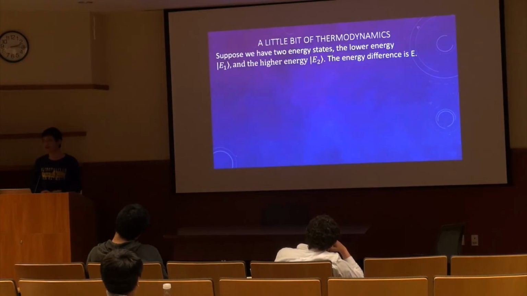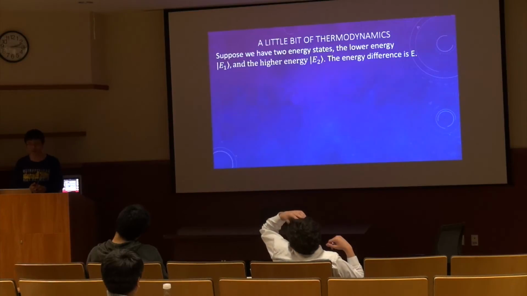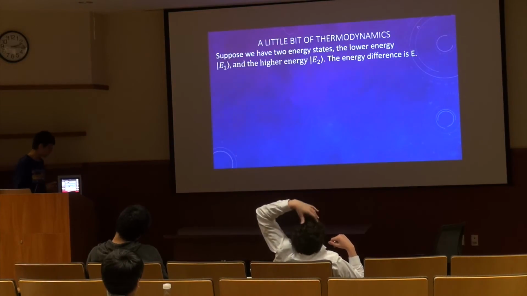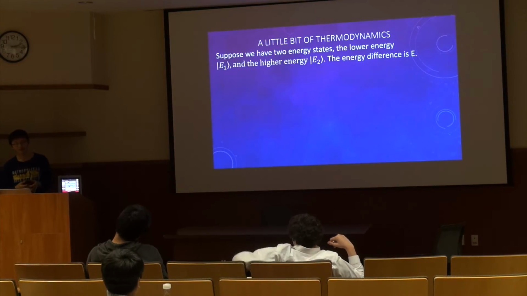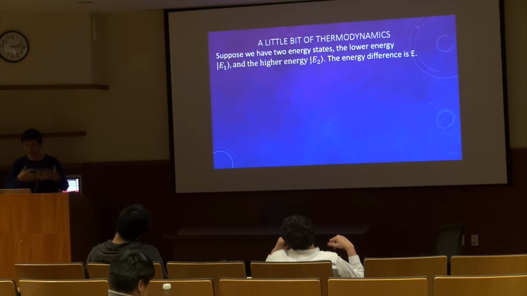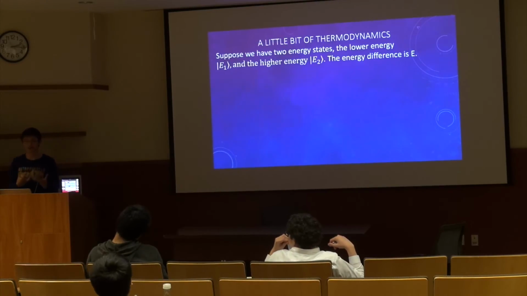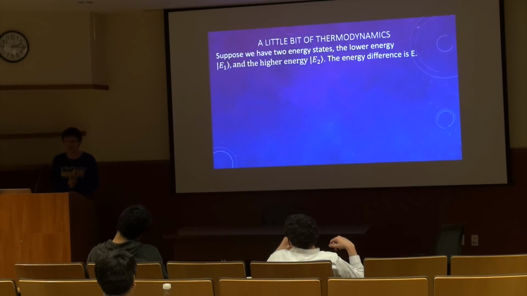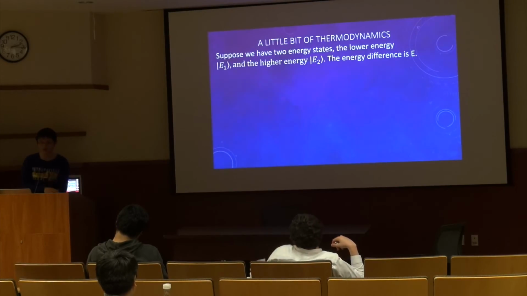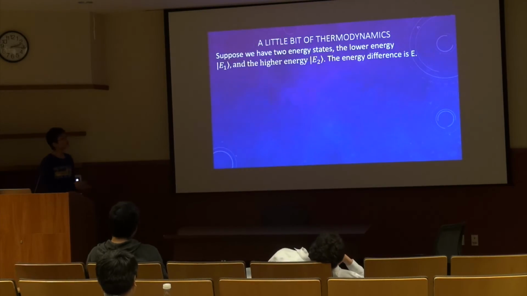In order to understand what happens in this case, we're going to do a little bit of thermodynamics. Thermodynamics is basically the study of heat, how temperature, entropy, and those macroscopic quantities arise from analyzing the microscopic probability distributions. Suppose that we only have two energy states. This is obviously not true in general, but suppose we have the lower state and the higher state. The lower state is E1, the higher state is E2, and they're separated by the difference E.